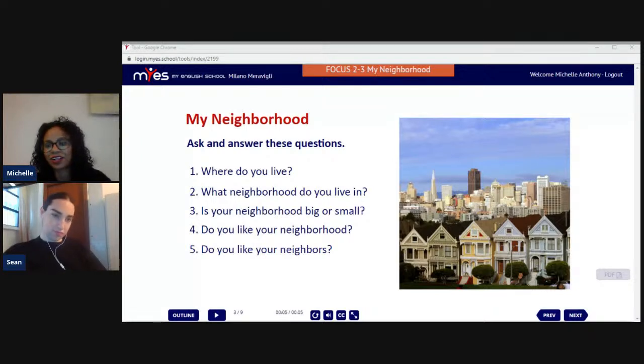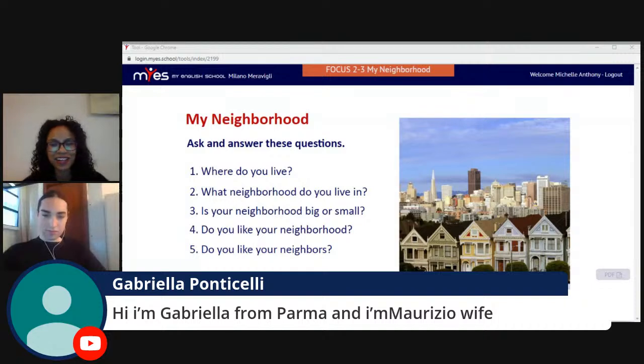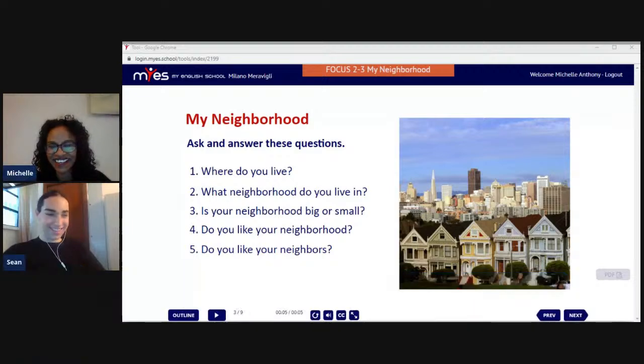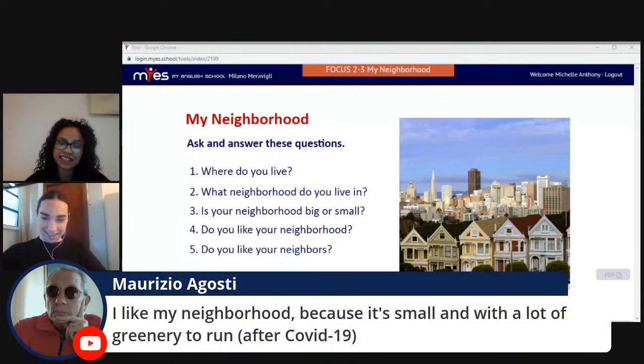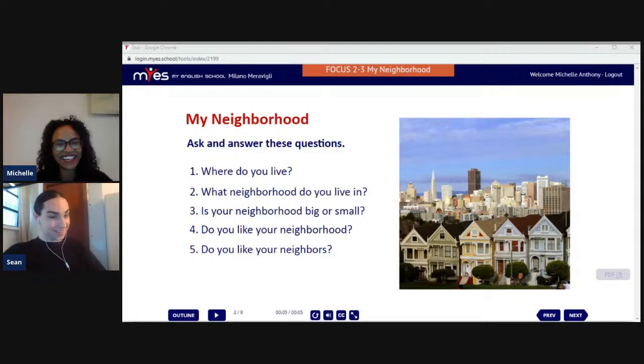That's a good example. We also have Gabriella, who is Maurizio's wife. Hi, Gabriella. The whole family. Love it. Maurizio says he likes his neighborhood because it is small and with a lot of greenery to run around. Okay, after COVID, absolutely. Wow, already.